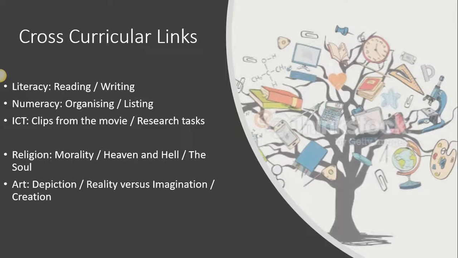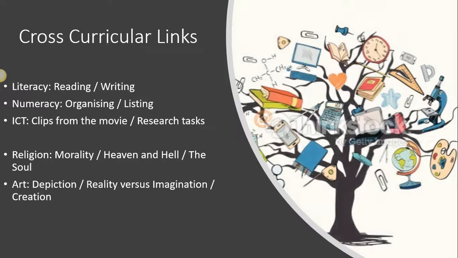Cross-curricular links that exist. Literacy obviously is a hugely important cross-curricular link in terms of this book. So reading, writing, the students will be practicing these literacy skills throughout. Again, numeracy, organising, listing, timelines of events. There's loads of ways to incorporate numeracy into the teaching of Coraline. And ICT can be incorporated by using clips from the movie which might enhance certain parts of the book, giving the students research tasks, so giving them homework where they have to use the internet, etc. can really help their ICT skills.